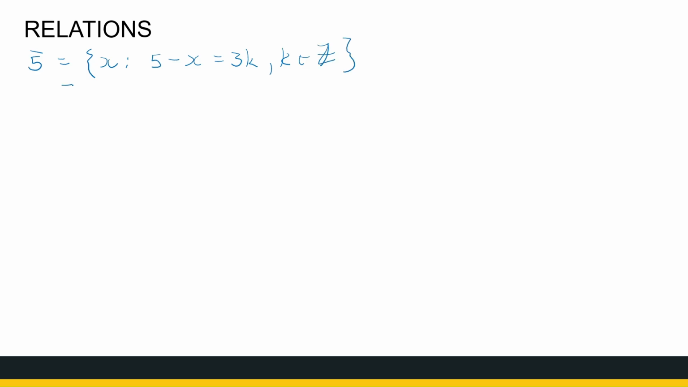All right, so what will that look like? That's all the X's given X is equal to what? 5 minus 3K, where K is an integer. So let's generate that set.